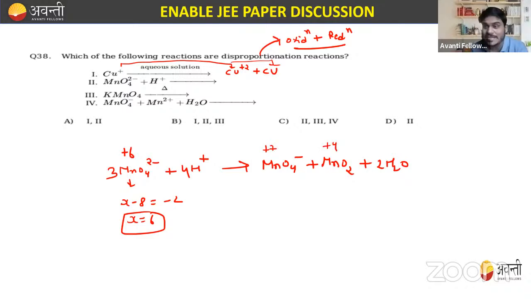So whether the oxidation state increases or decreases, both are happening. Here the oxidation state of Mn is +6, and this is converted into +7, so the oxidation state is increased by 1. And also from 6 it becomes 4, so the oxidation state decreased by 2. So in this, both oxidation and reduction take place. So statement 1 and statement 2 are both correct. It means option A is absolutely correct. So what is the correct answer for question 38, beta? That is option A. Option A is absolutely correct.